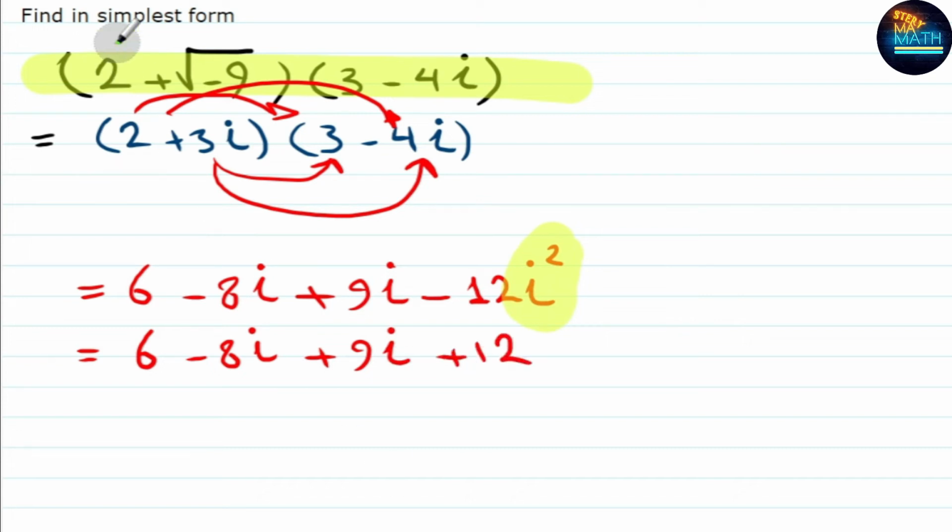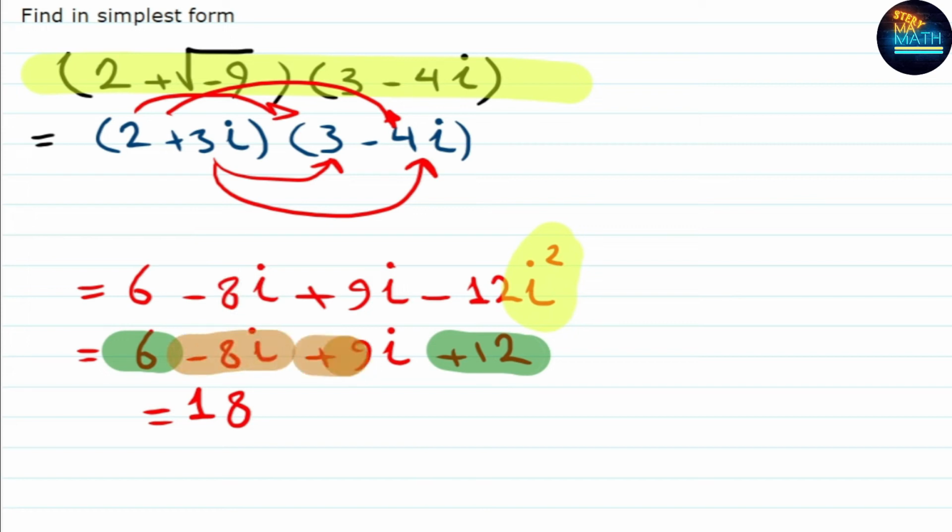Now, you have like terms here. 6 plus 12 are the real parts, so 6 plus 12 is 18. And the imaginary parts here are negative 8i plus 9i, which is positive 1i, or plus i. So the answer is 18 plus i.